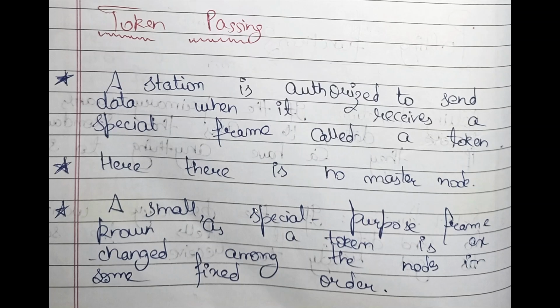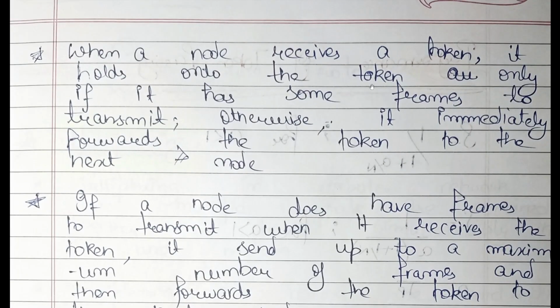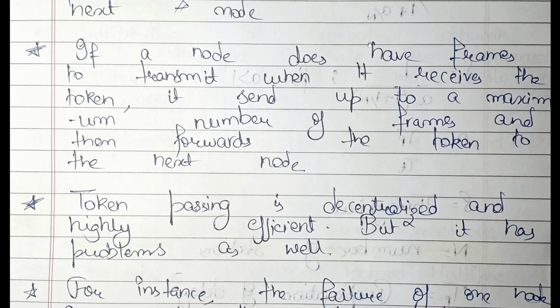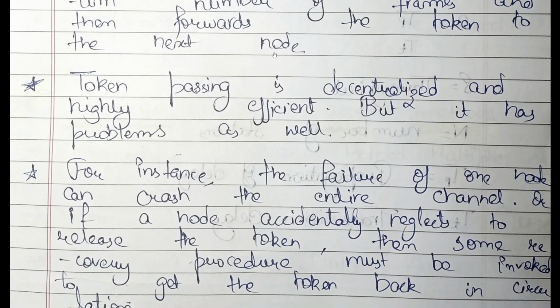A small special purpose frame known as a token is exchanged among the nodes in some fixed order. When a node receives a token, it holds onto the token only if it has some frames to transmit. Otherwise, it immediately forwards the token to the next node. If a node does have frames to transmit when it receives the token, it sends up to a maximum number of frames and then forwards the token to the next node. This is basically the procedure of the token passing system.